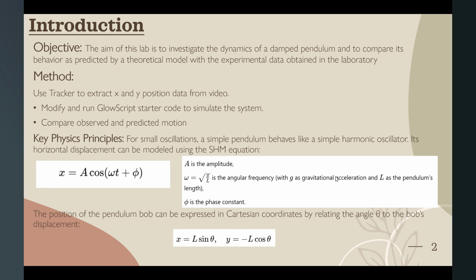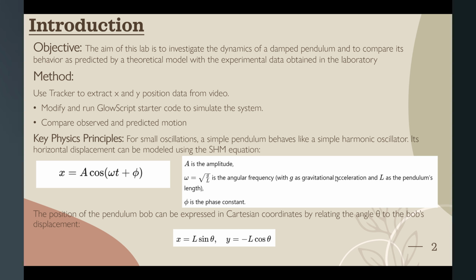Key physics principles. For small oscillations, a simple pendulum behaves like a simple harmonic oscillator. Its horizontal displacement can be modeled using the SHM equation, x equals A cos(omega t plus phi). Similarly, displacement on the y-axis would be A cos(omega t plus phi). Here A is the amplitude, omega is the angular speed, which is just root g over L in the case of the pendulum we're studying, and phi is a phase constant. In this case, we're assuming the phase constant to be 0.